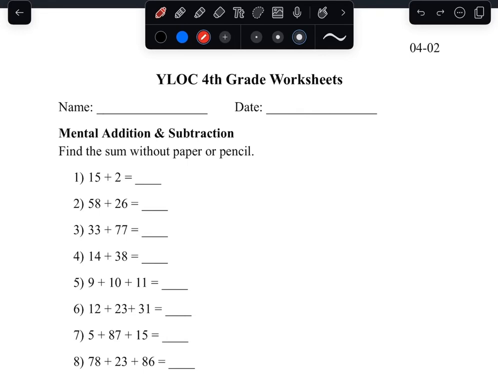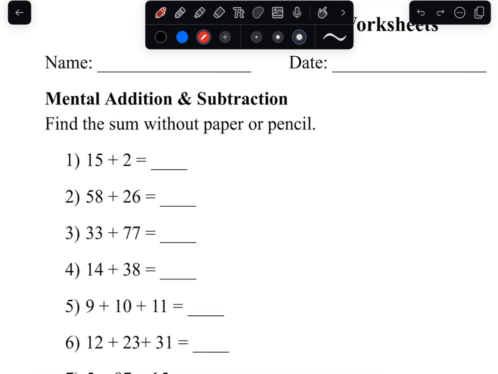This is the 4th grade Lesson 2 worksheet. Mental addition and subtraction. Find the sum without paper or pencil. Number 1. 15 plus 2 is 17. Number 2. 8 plus 6 is 14.